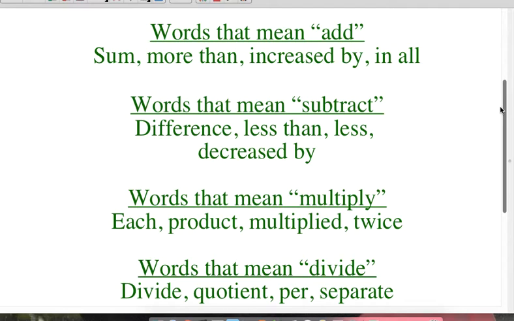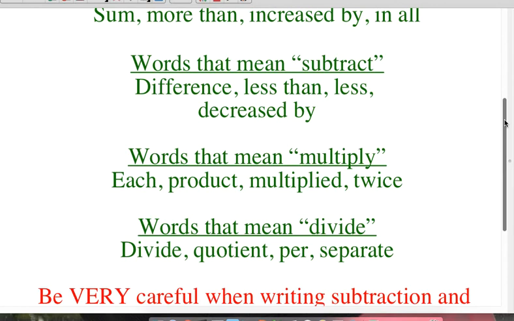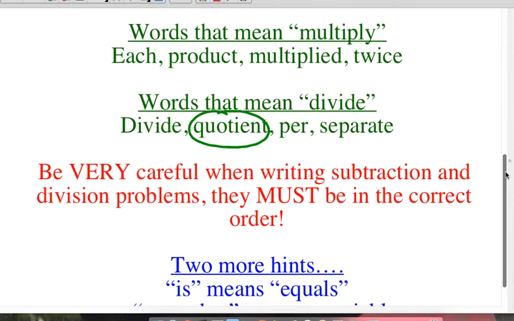Here are some words that would indicate that you need to be putting multiplication symbols in your equation. Each. If you see the word each, that means you need to be inserting a multiplication symbol, or product, or multiplied, or twice. Twice a number would be 2 times that number. And words that mean divide are obviously divide, quotient, that's how you say this one, quotient, per means divide, and separate means divide. And here again is my little reminder to be very careful when you're writing subtraction and division problems. They must be in the correct order.